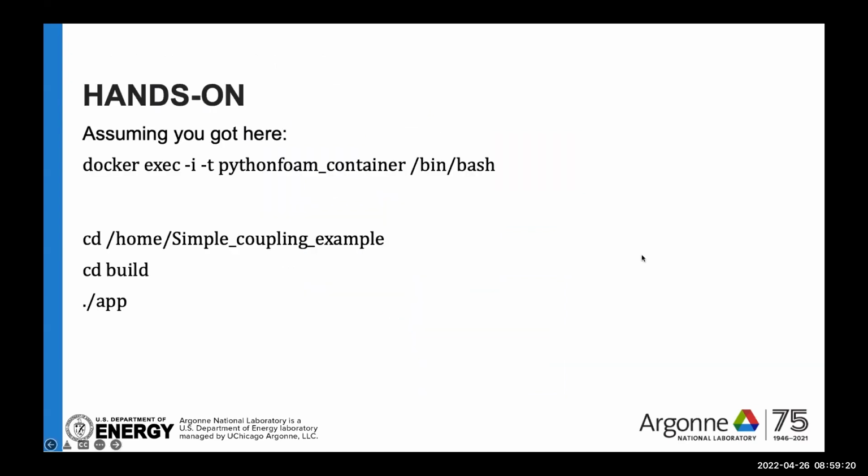And so now we're going to dive into the code. Assuming that you got to here in those instructions, you have a command line in your container, then we're going to go into the home directory, the simple complaint example. If you wanted to, you could rebuild the code at this point, or you can use the existing build. You can move into the build folder and run app.